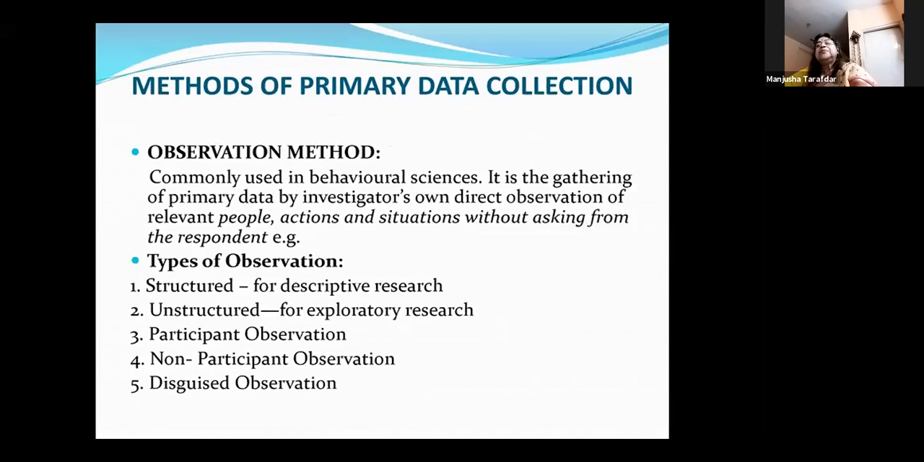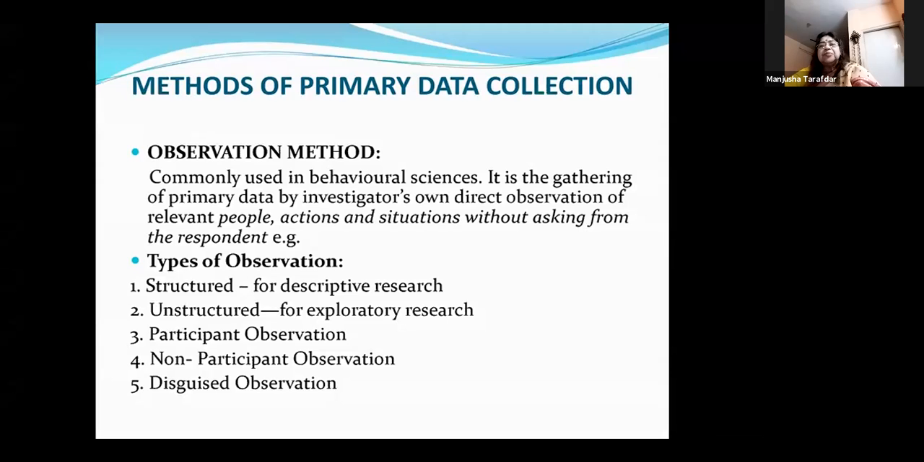Then methods of primary data collection. Actually, we are collecting both primary data and secondary data. Secondary data we are collecting from different books, registers, other documents, journals and others. But for primary data, you have to go to the survey area and use your tools and techniques and collect your data. So this is primary data.